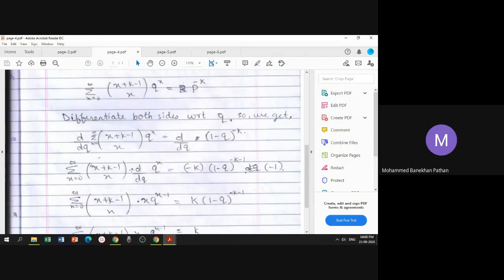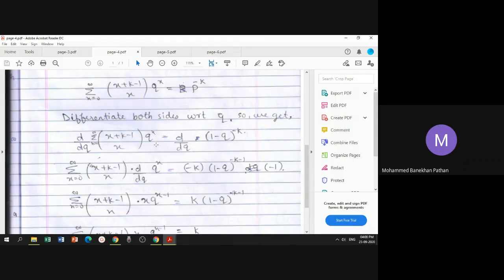Now, next line you can compare. You compare this step with the next step. You will easily find the rule of differentiation. You have one result in your differentiation, 12th mathematics: differentiation of sum is sum of differentiation. d by dq can be taken inside.